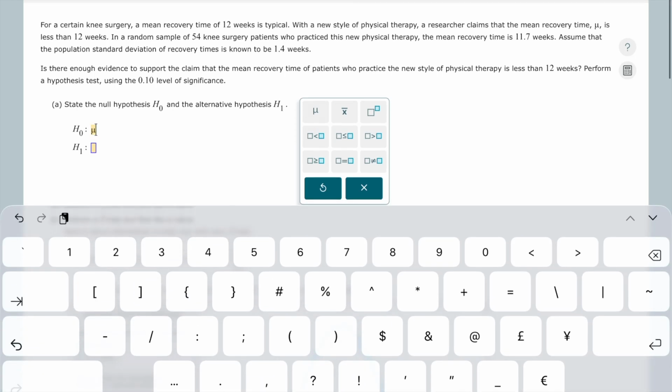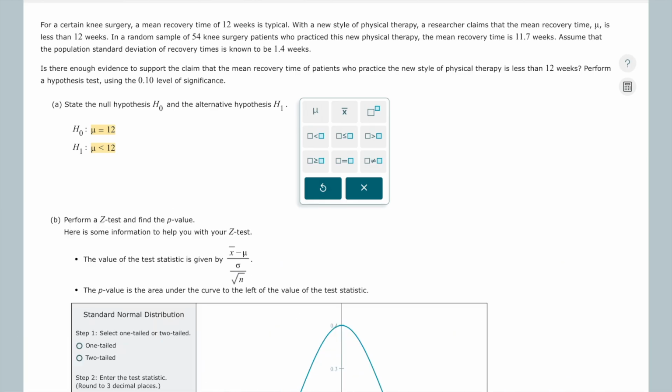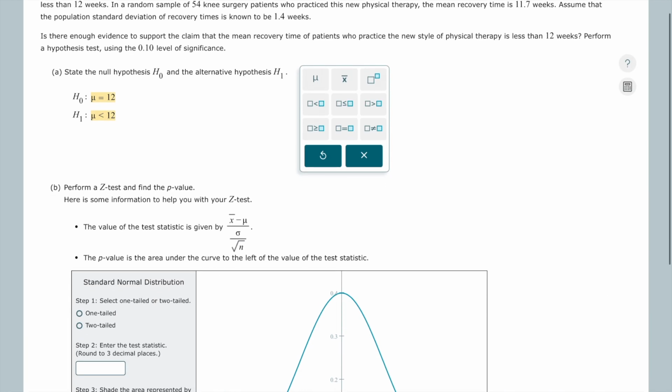So the first one is always going to be equal. The next one, you read the problem, it says less than 12 weeks. Okay, so that one you come up with. Now this is a one-tail test because it's less than. We have to find the test statistic.